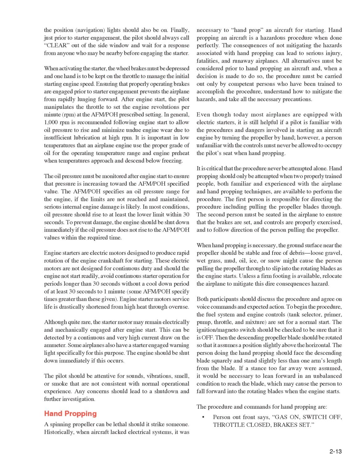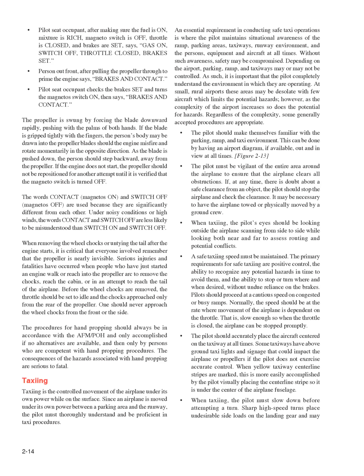engine starts. The procedure and commands for hand propping are: person out front says, gas on, switch off, throttle closed, brakes set. Pilot seat occupant, after making sure the fuel is on, mixture is rich, magneto switch is off, throttle is closed, and brakes are set, says, gas on, switch off, throttle closed, brakes set. Person out front, after pulling the propeller through to prime the engine, says, brakes in contact. Pilot seat occupant checks the brakes set and turns the magneto switch on, then says, brakes in contact.